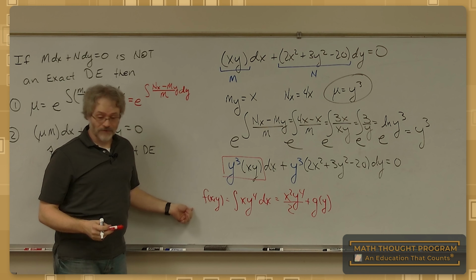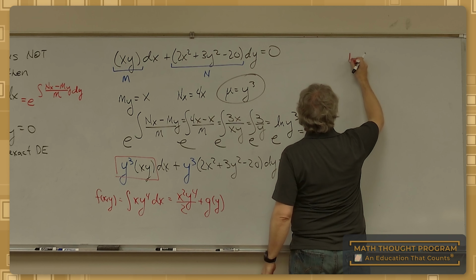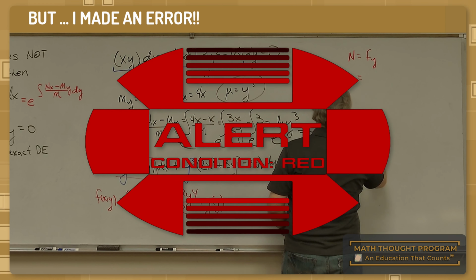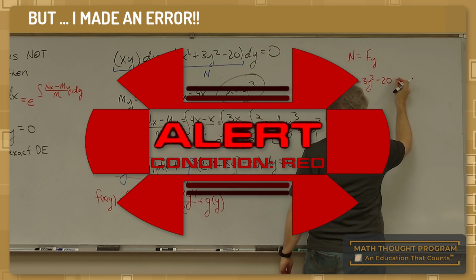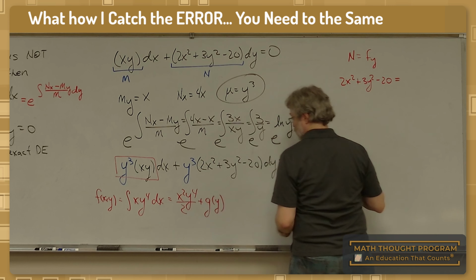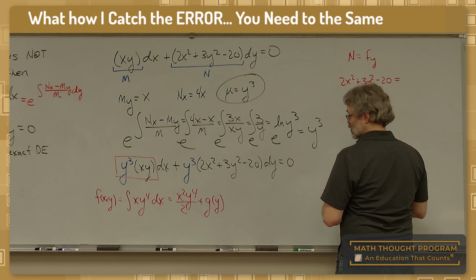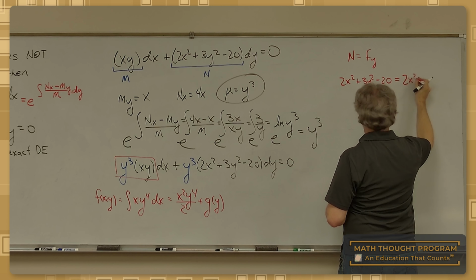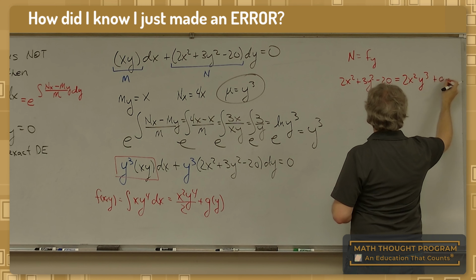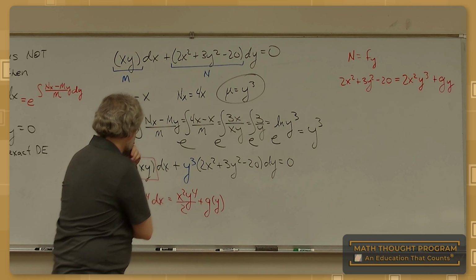Then take this function, take its partial with respect to y, and this is going to equal our n function. And again, this is given. And if we take the partial, got something going on here. There's 2x squared y to the third, g'(y). What did I miss?